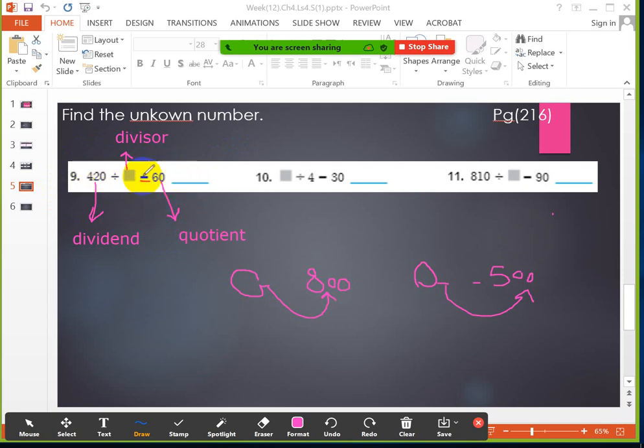That means the answer is written. So how will I know the divisor? I will look at the basic fact. That means I will think about the number that I will divide 42 by. The answer, or the quotient, will be 6.